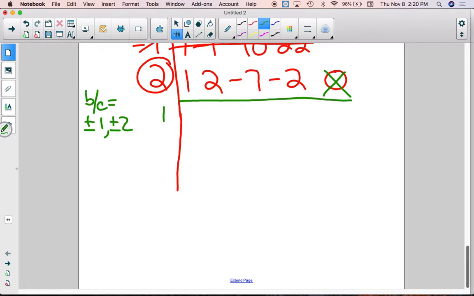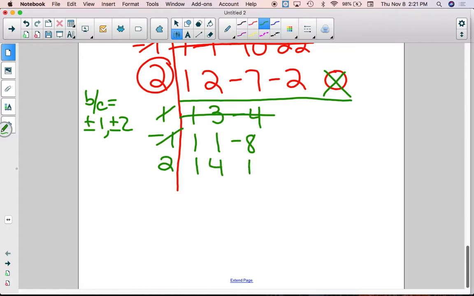So I'm going to put a 1 here, drop my 1 down. 1 times 1 plus 2. 1 times 3 plus a negative 7 is a negative 4. That's not going to give me a 0. So I try negative 1, drop my 1 down. That would be 1. Negative 8, so no. Positive 2, drop my 1 down. 2, that'd be 4, 8, 1, that'd be 0. Alright, so I have two 2's as a solution, which is fine.